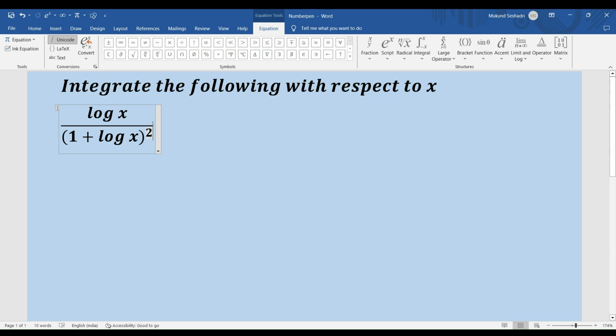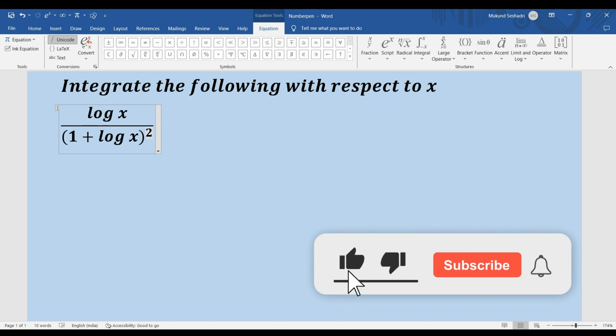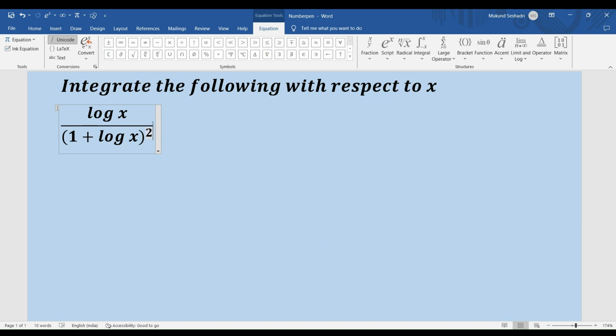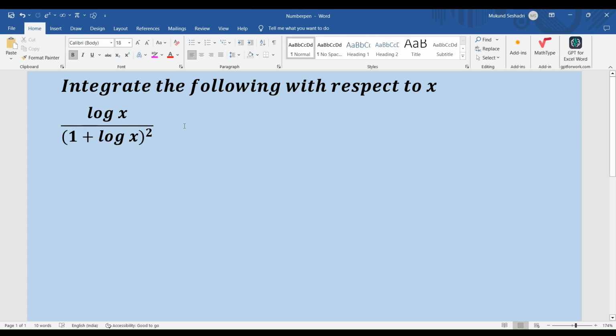So there we have the problem on the screen. Integrate the following with respect to x. We have log x the whole divided by 1 plus log x the whole square. Right? So what we've been given is dy by dx and we've been asked to find y. My y is nothing but the integral of the given expression. So let's write down what our y is.